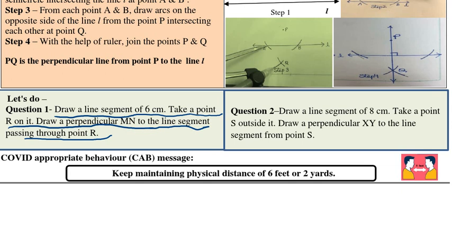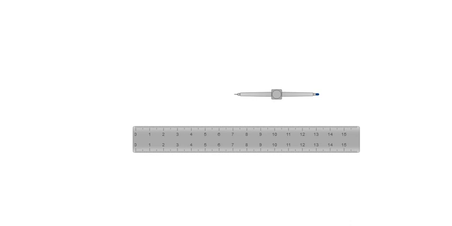First of all, we need to draw a line segment of 6 centimeters. So if we come here, this is our compass and this is our ruler. Now let's see how we can draw. So first let's draw the line segment of 6 centimeters here like this, and it is made.